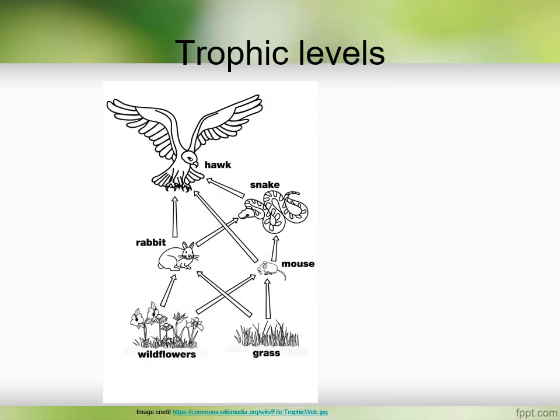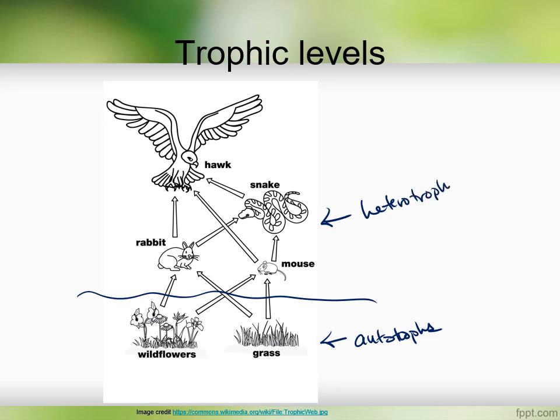Trophic levels can also be diagrammed in these amazing food webs. So here we have our autotrophs. These guys are photosynthesizers. They are making their own food. These guys are heterotrophs. We sometimes also call them consumers. We sometimes call our autotrophs producers. These guys are not making their own food. They have to eat something else. The arrows in our food web always point in the direction of the nutrient flow. So nutrients will go from the grass to the mouse.